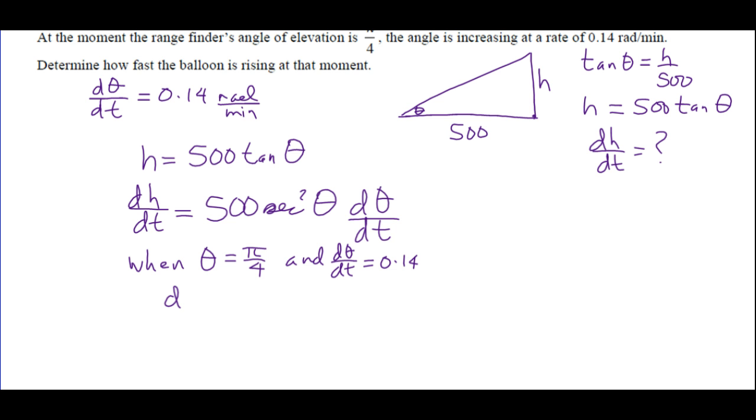So dh by dt, which is what we want to find, is 500 times the secant of pi over 4 squared. That's find the secant and then square it, that's what sec squared means. Times 0.14. Okay, so let's drag that down.